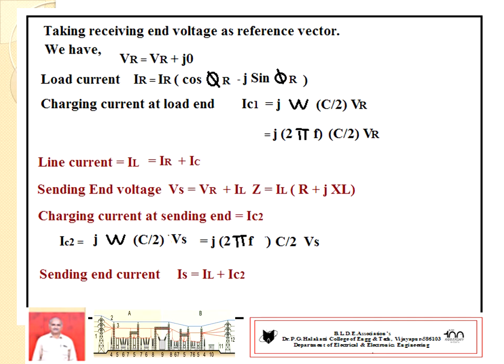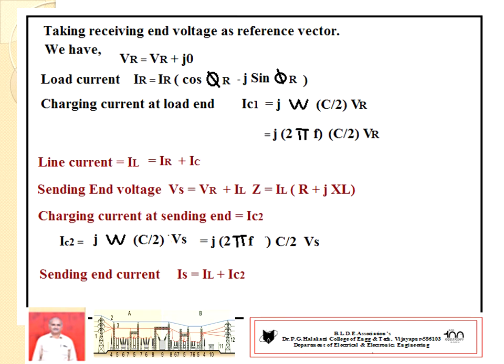Then load current, you calculate load current from the expression, three-phase power expression, power equal to 3 times of VI cos phi. So that load current already we practiced. Then in complex form, IR into cos phi r minus J sin phi r. Then charging current at the load end, 50% of capacitance we have to take. Hence IC1 equal to J omega C by 2 into VR.